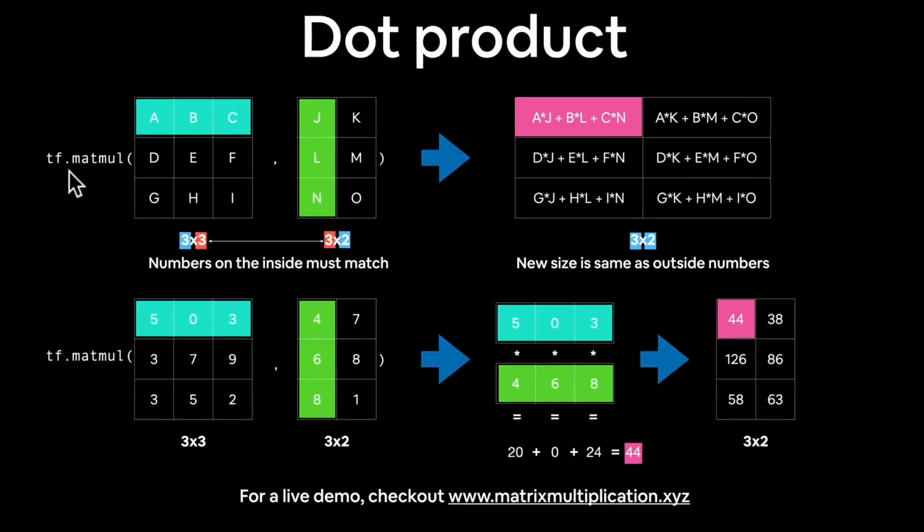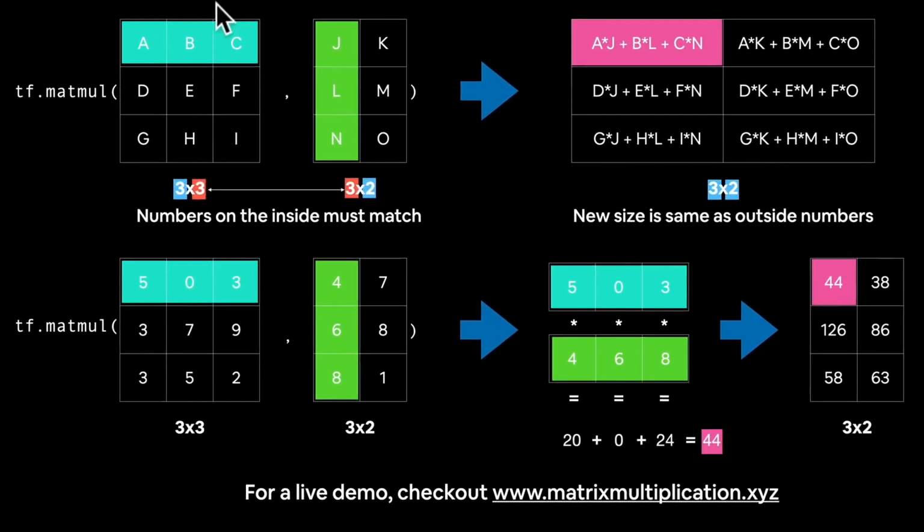We've got tf.matmul. We've got one matrix or tensor here, A, B, C, D, E, F, G, H, I, which is the shape of 3 by 3. Wonderful. And this will run because the numbers on the inside match. See these 2 3s here with the red background? And this is of shape 3, 2. So 1, 2, 3 rows and 2 columns. Okay, so that matches.